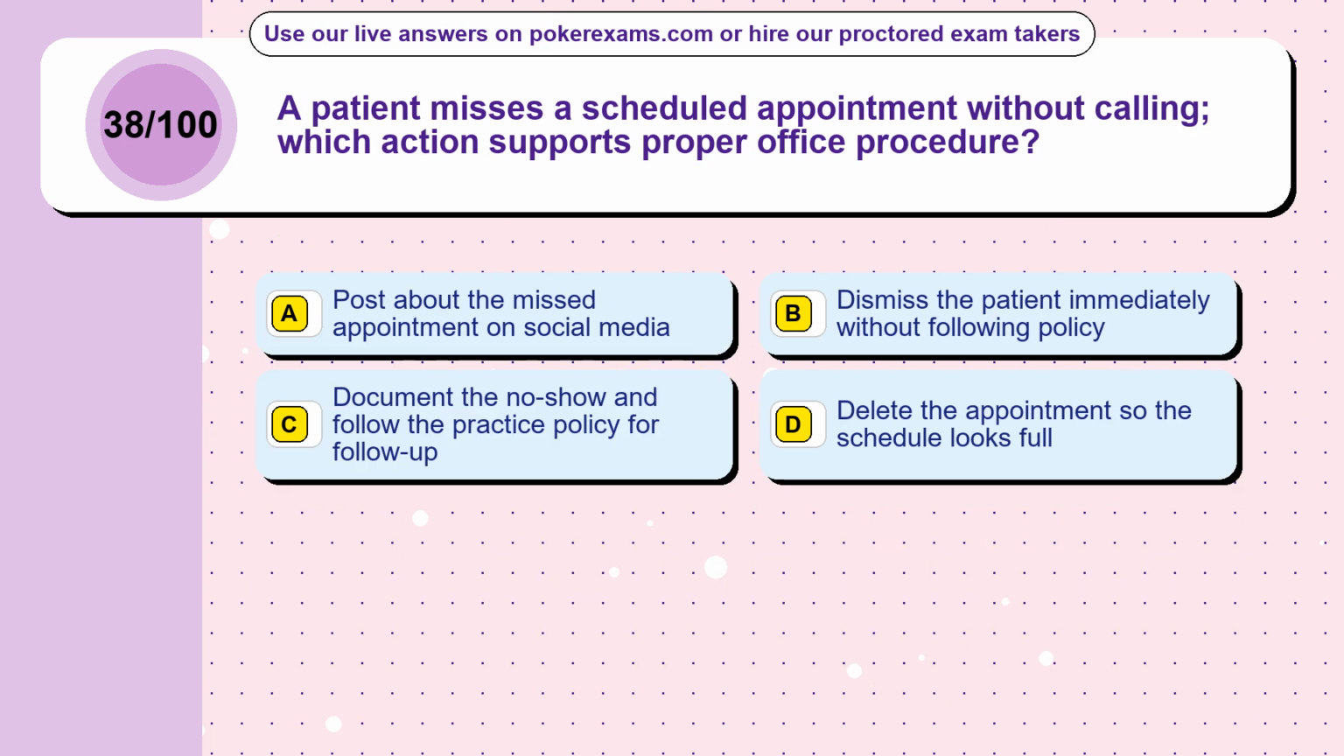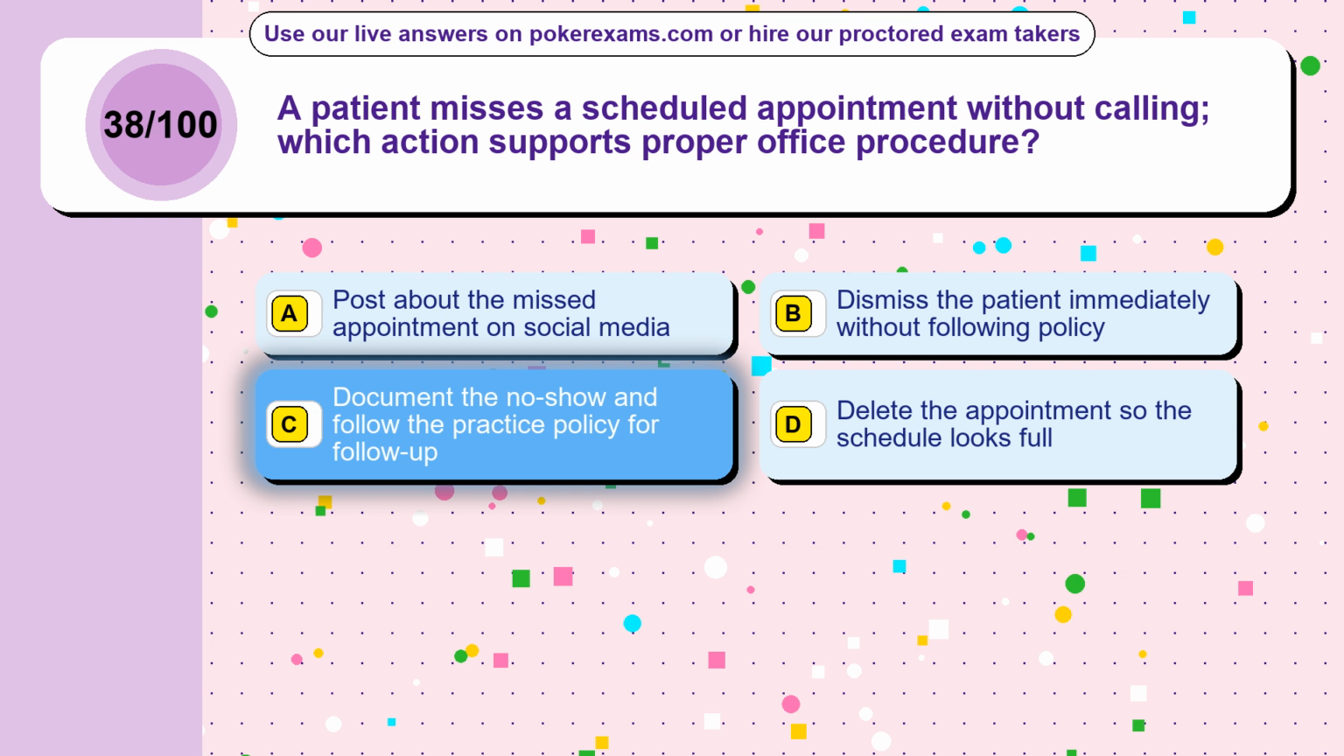Question 38. A patient misses a scheduled appointment without calling. Which action supports proper office procedure? Option A. Post about the missed appointment on social media. Option B. Dismiss the patient immediately without following policy. Option C. Document the no-show and follow the practice policy for follow-up. Option D. Delete the appointment so the schedule looks full.